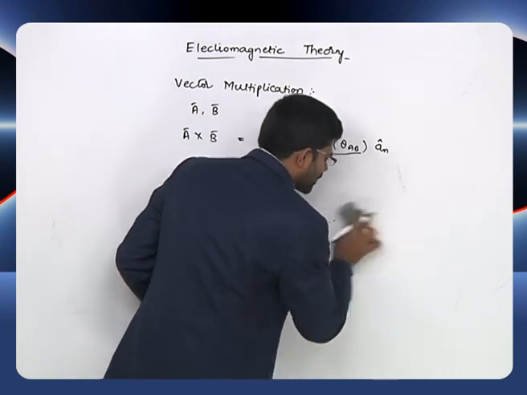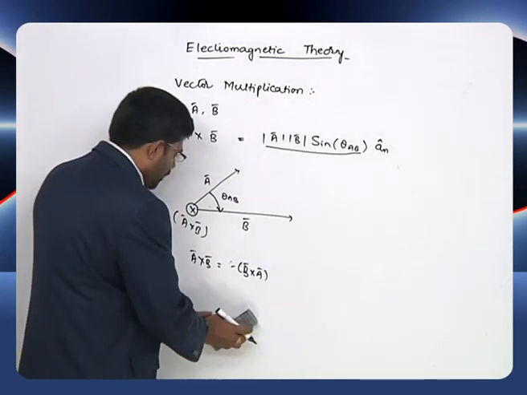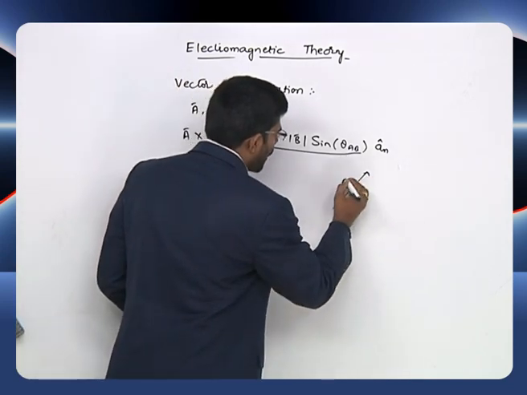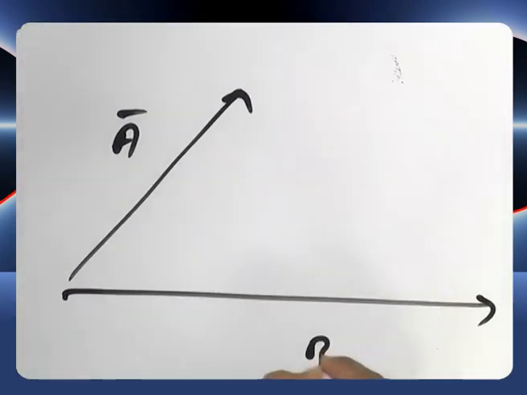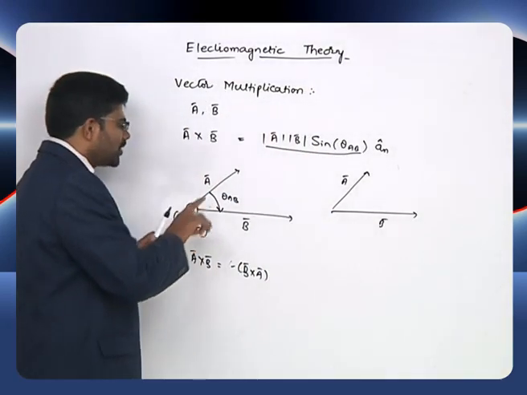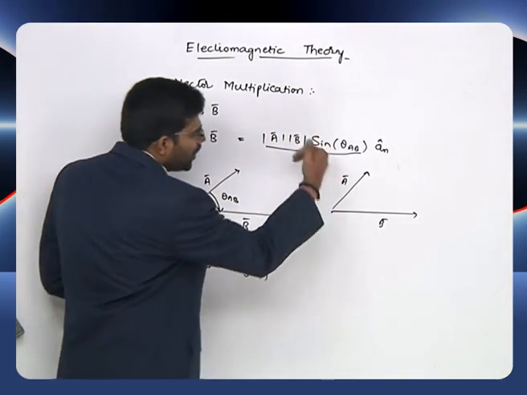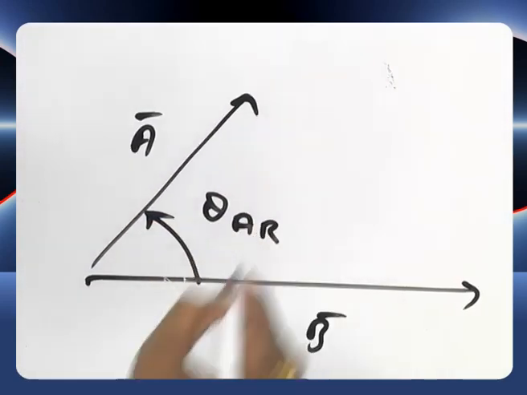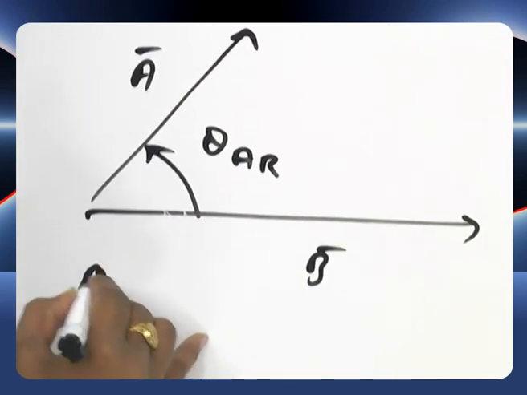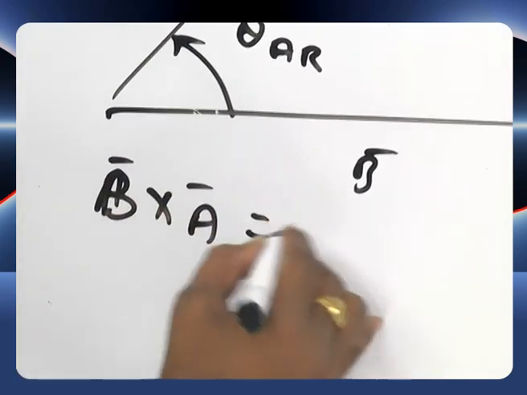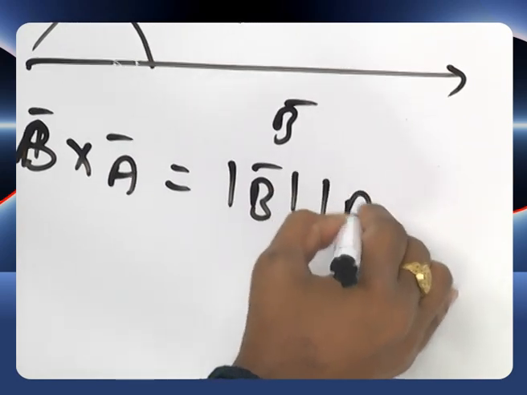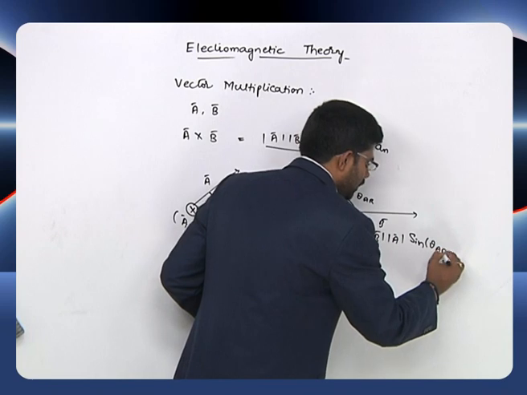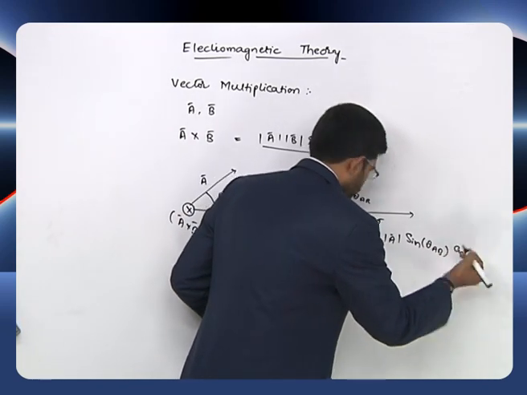So what I do is I will take the same vectors and I will try to obtain B bar cross A bar. Let us consider A bar again, and this is our B bar. In this case we calculated A bar cross B bar. Now calculate B bar cross A bar. Theta AB is the same, then B bar cross A bar is equal to the magnitude of B bar, magnitude of A bar, sine of the angle between them, sine of theta AB, An.